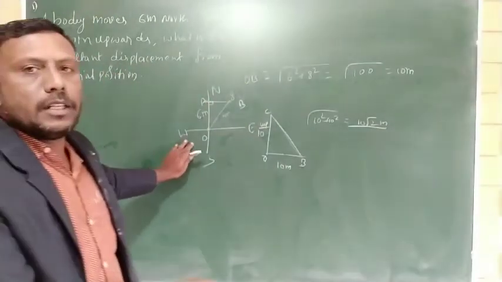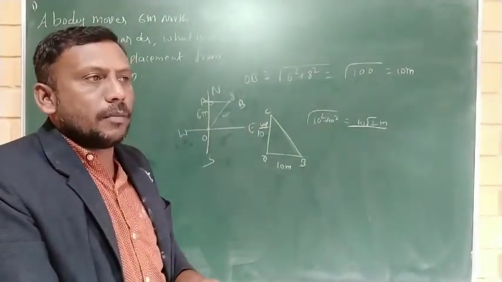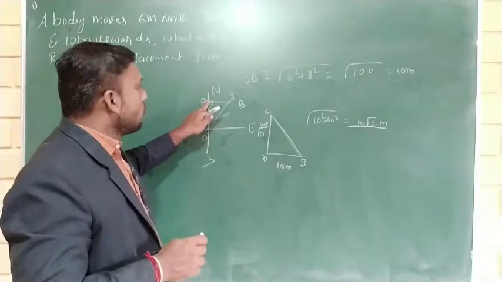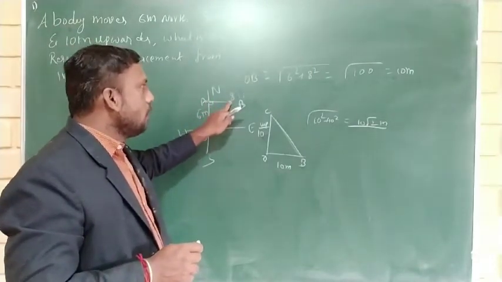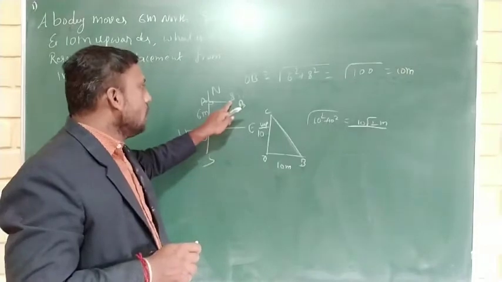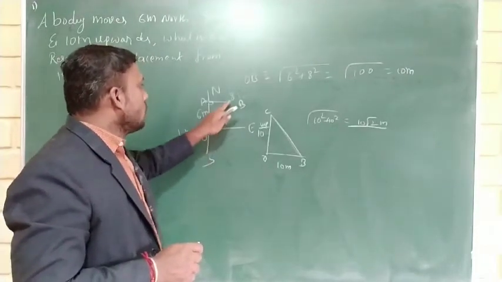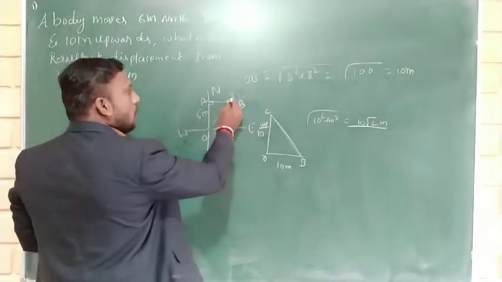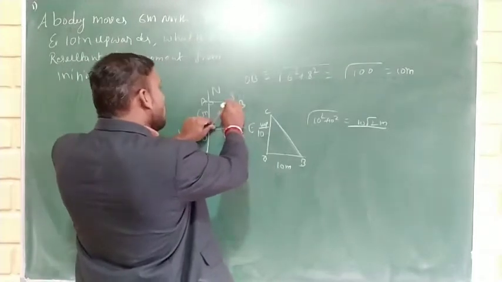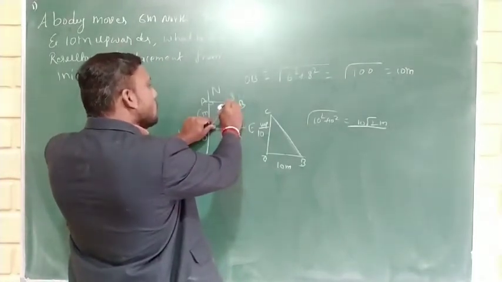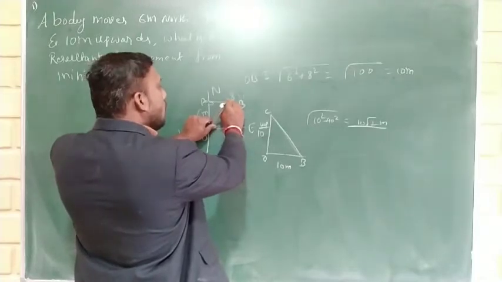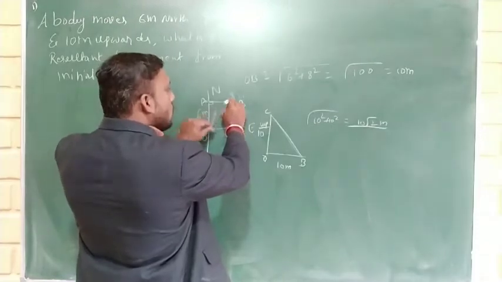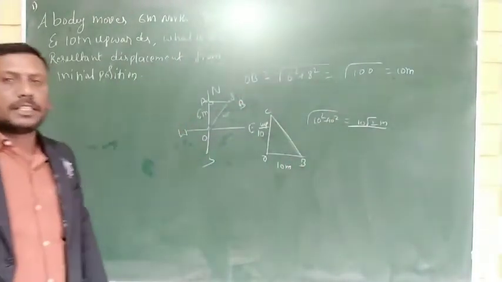This question we assumed in 3 dimension, not on the basis of plane. From the origin it moves 6 meter north. After that 8 meter east. Therefore, what is the length of OB? OB is equal to 10 meter. After that, it moves in the upward direction. What is the resultant displacement from the initial position? This looks like a right angle triangle. We calculate it by applying Pythagoras theorem. Therefore, this length is equal to 10 root 2 meter. That is the resultant displacement.